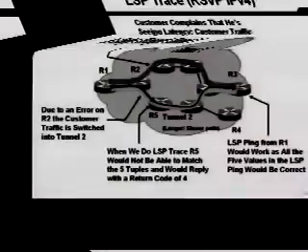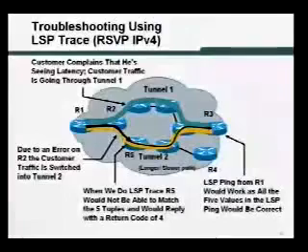He doesn't have tunnel 1 on there. He's not a midpoint for tunnel 1. Yes, he's a midpoint for tunnel 2, but all the 5 tuples are for tunnel 1. He doesn't have tunnel 1 on his router, so he generates an error message. As soon as you get an error message from R5, you know where the problem is.